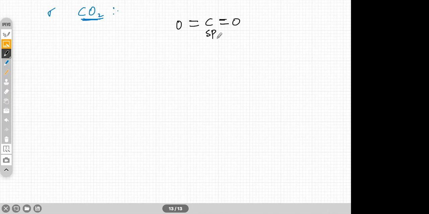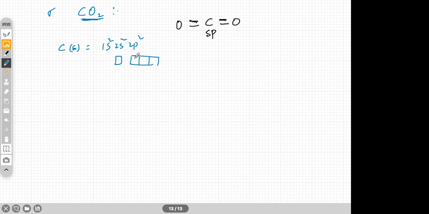You know it is SP hybridized, right? Okay, now you see. And we have two pi bonds here. And you also know that hybrid orbitals never form pi bonds. Right? Now you see, this information you have. Carbon has 6 electrons, so 1s2, 2s2, 2p2. 2s and 2p. Okay, this is the ground state configuration. In the excited state, one electron jumps over here and we get 2s1 and 2p.